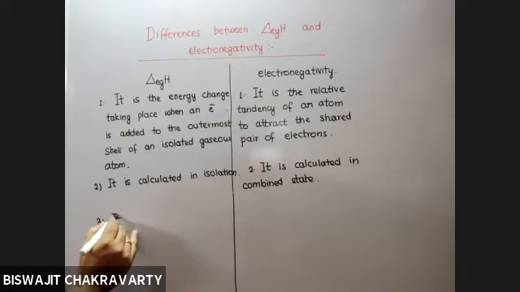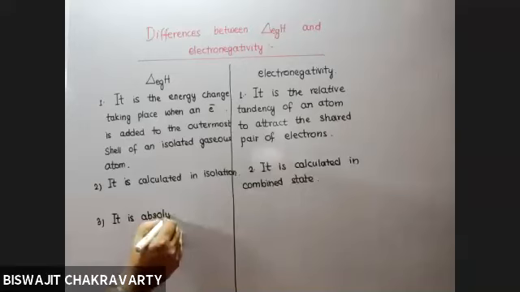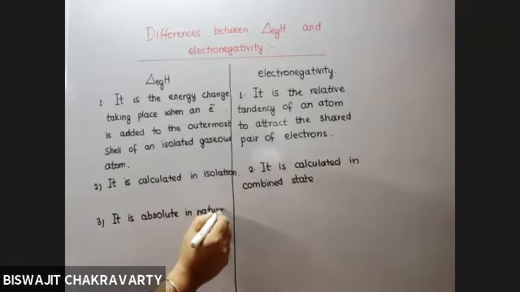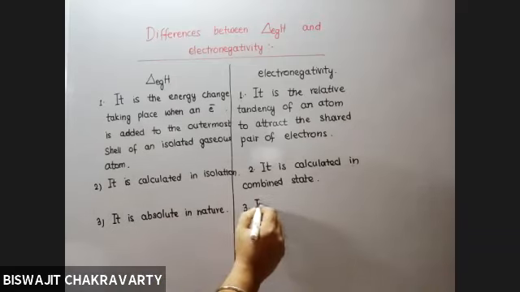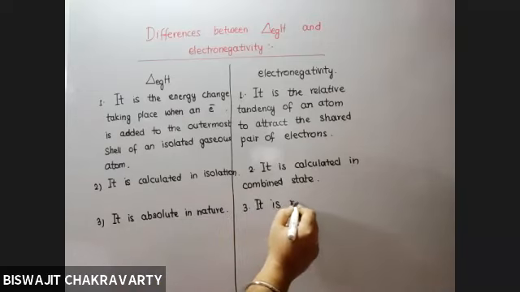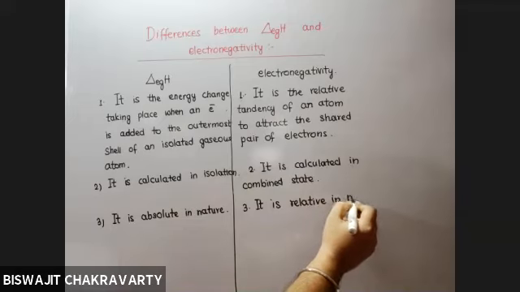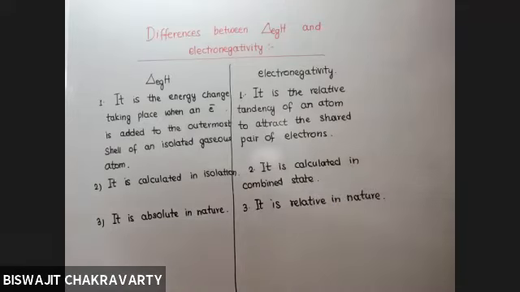Delta EGH is absolute in nature. Absolute means it has a fixed value, does not depend upon the neighborhood. What should I write for electronegativity? It is relative in nature, isn't it? Yes, sir. It is relative in nature. Its behavior changes depending upon the neighborhood.